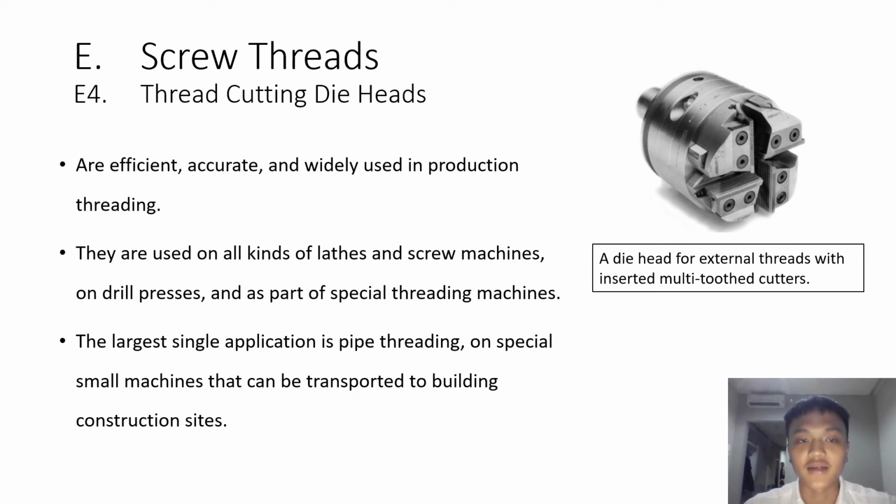Okay, the next one is thread cutting die heads. These operations are efficient, accurate, and widely used in production threading. They are used on all kinds of lathes and screw machines, on drill presses, and as part of special threading machines. The largest single application is pipe threading, on special small machines that can be transported to building construction sites. This is a die head for external threads with inserted multi-tooth cutter.